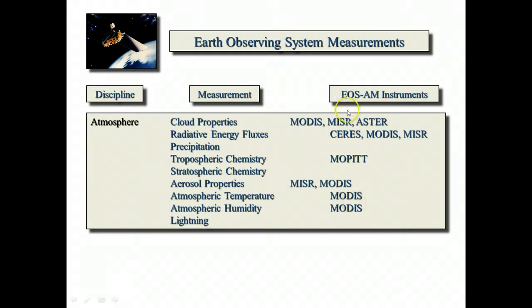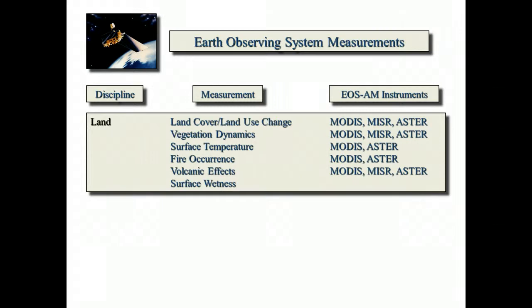But again, these are all available through some of the gateways that we're going to look at, and particularly the Reverb gateway is the one that is probably the most useful. Again, here are some of the land system or land features that we can see, and that we do look at with some of these sensors.